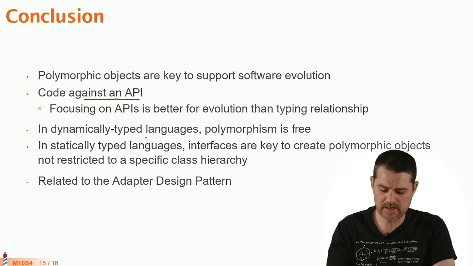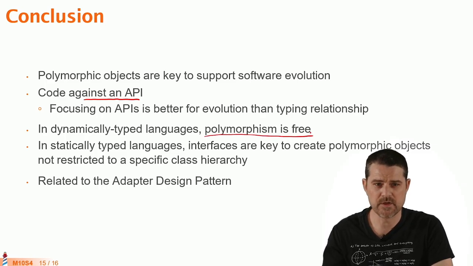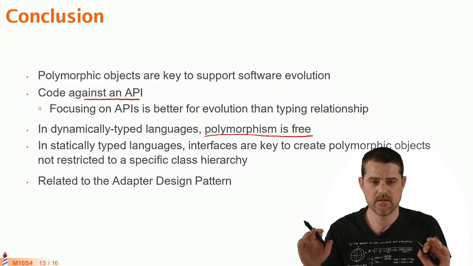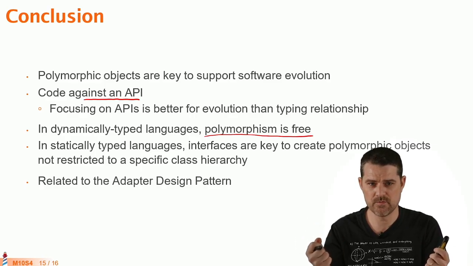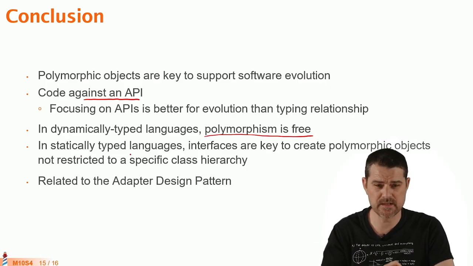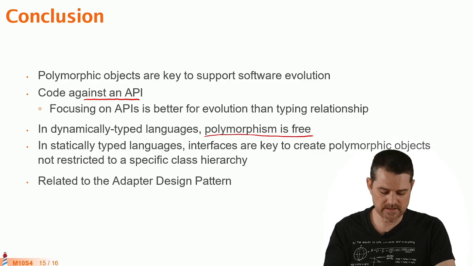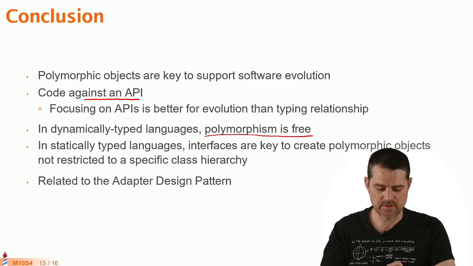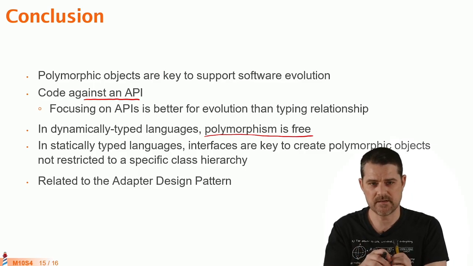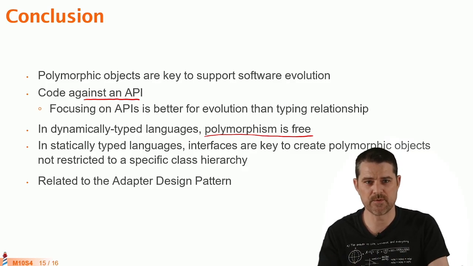In dynamically typed languages, polymorphism is free. So it means that if two objects are compatible from the API point of view, because of the typing, they are substitutable. In statically typed languages, this is not true. You need to define some interface to create polymorphic objects. And this is related to the adapter design pattern that allows the developer to wrap objects to make them compatible from the API point of view.